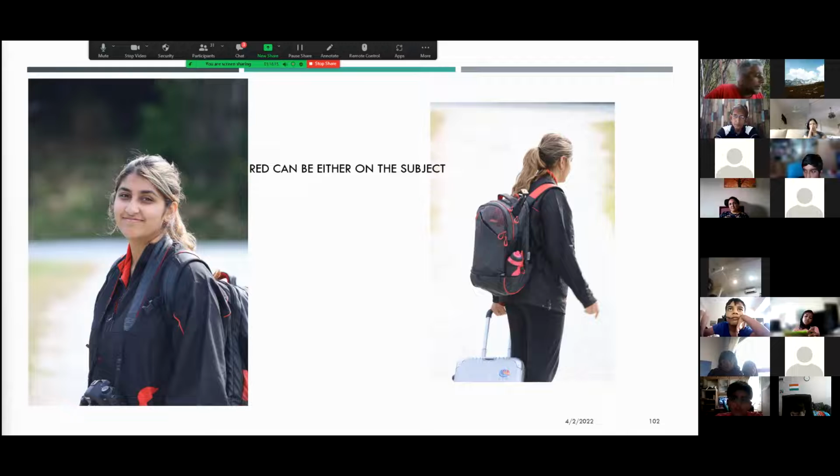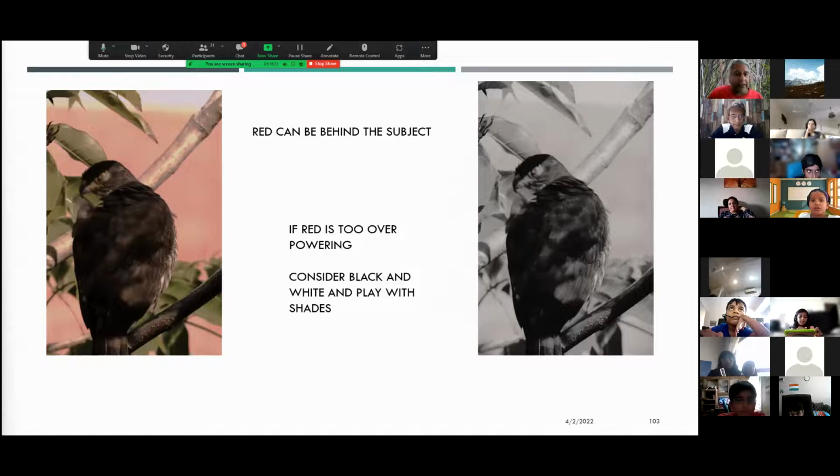So, red usually should always be on the subject in small ratio, like on Alicia's jacket, on her backpack. You can see the red there. The reason for showing this picture is actually to show you how the red mixes up in the composition without being overpowering. So, when you use red, try to use it in such a manner that it is in smaller ratio. Or the other alternative, red can be behind the subject.